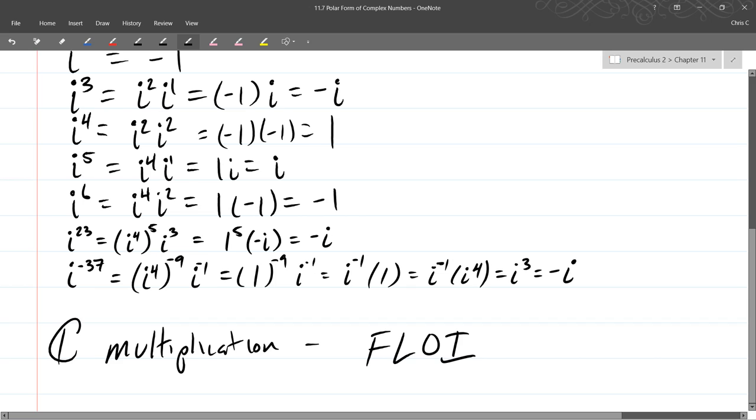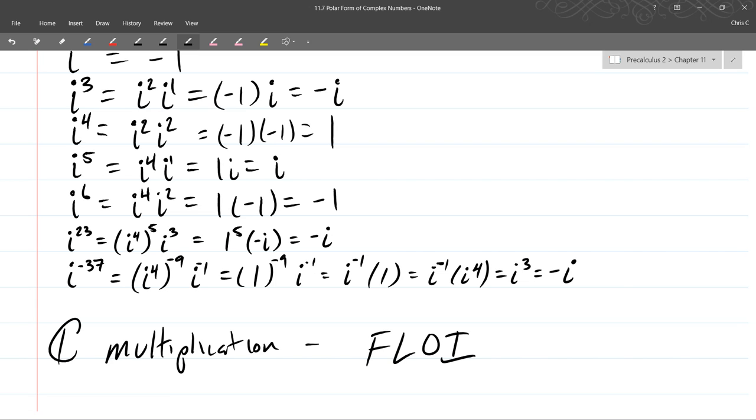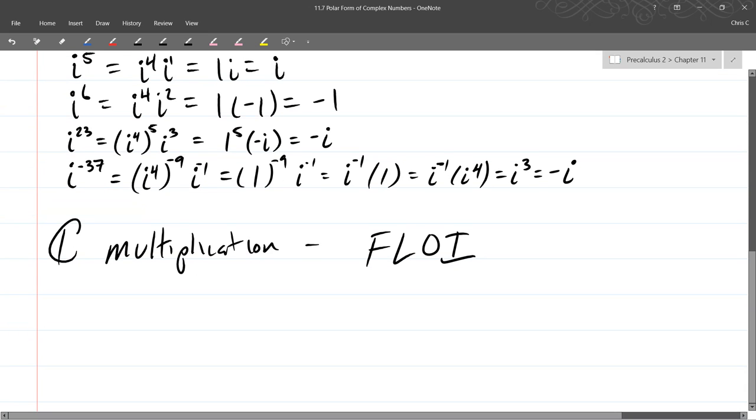So you need to distribute, which is where FOIL comes from. It just says multiply every term in each binomial by the terms in the other binomial. Except I'm going to change the order. You'll see why. We're still multiplying all 4 terms. We're just going first, last, and then outside, inside. And you're going to see why in a minute. So a plus bi times c plus di.